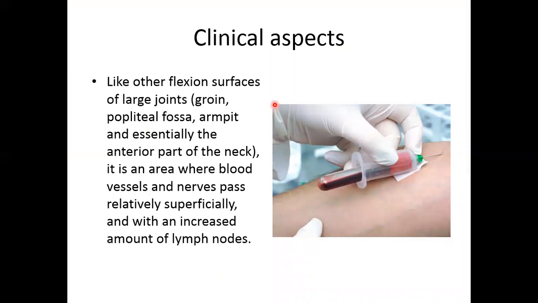The cubital fossa is an important region clinically, like other flexor surfaces of the large joints, that may be either the groin, the popliteal fossa, or the armpit, and essentially the anterior part of the neck. It is an area where the blood vessels and nerves pass relatively superficially, with an increased amount of lymph nodes. So the cubital fossa, like other flexor surfaces, has got superficial vessels, superficial nerves, and superficial lymphatics.